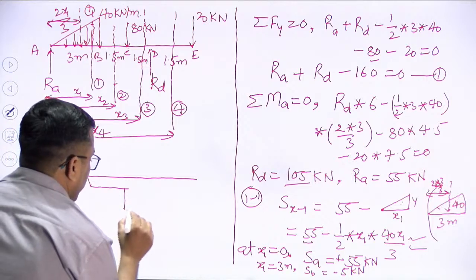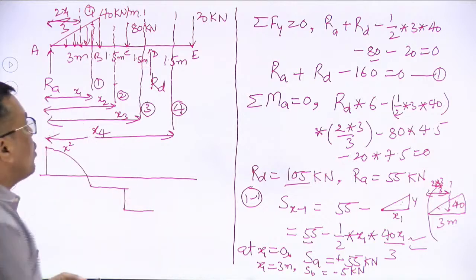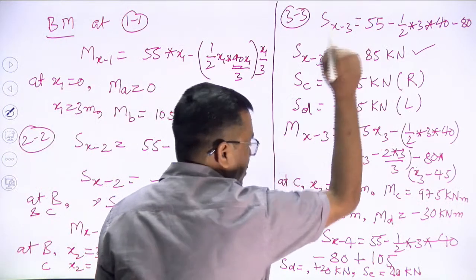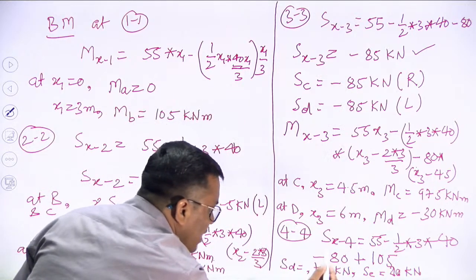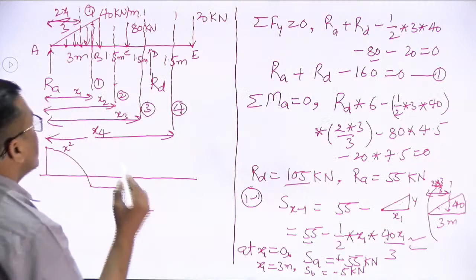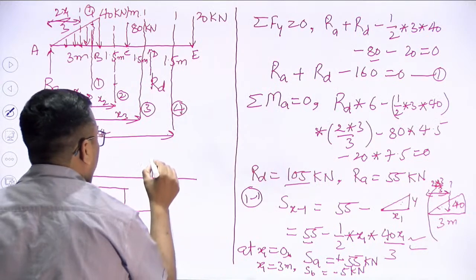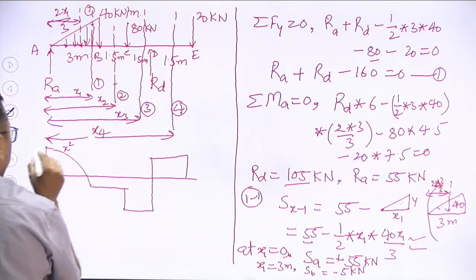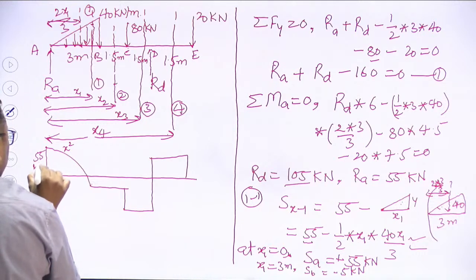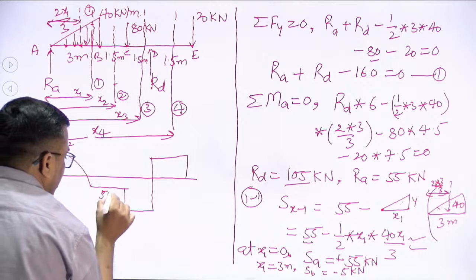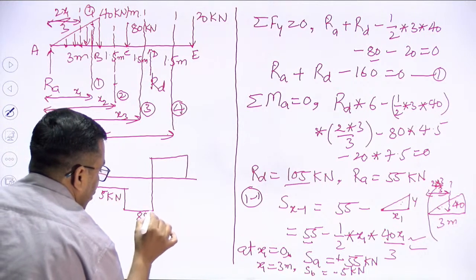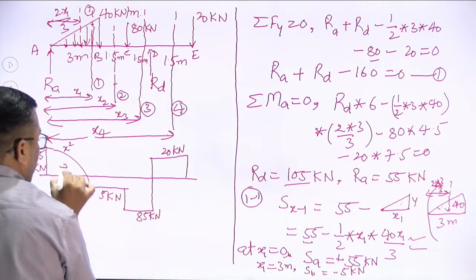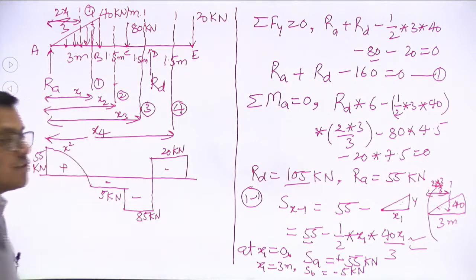So -85. At point D also, because of the point load, because of the support reaction, we are getting two values of shear force. One is at the left side, which is -85, and another one is on the right side of the point D, which is +20. Then from D to E, +20. So this is 55 kilonewton. This is -5 kilonewton. This is 85 kilonewton, and this is 20 kilonewton. This is positive, this is negative, negative, negative. So this is the shear force diagram.